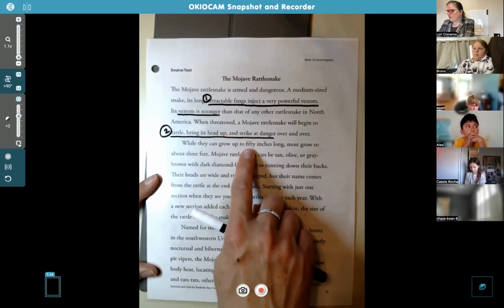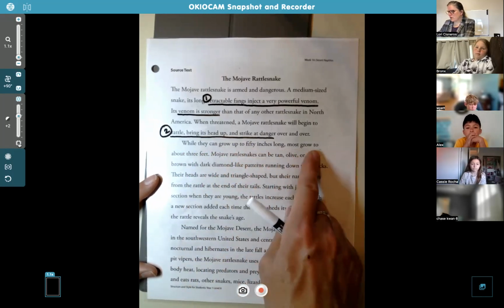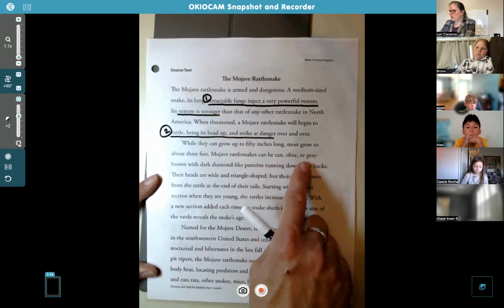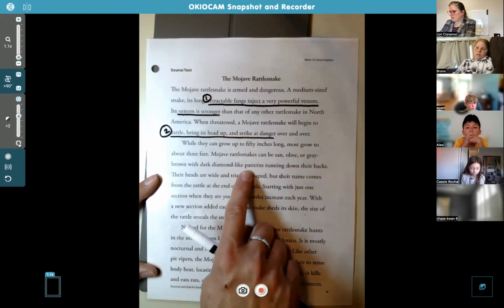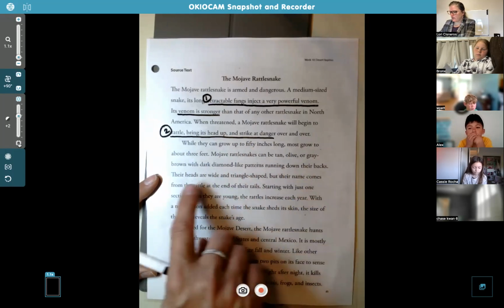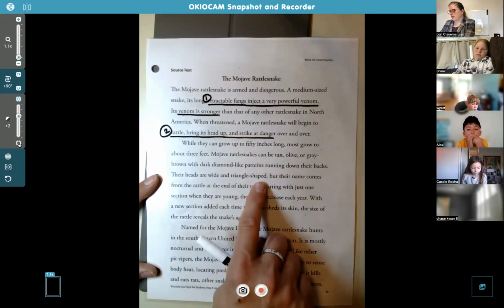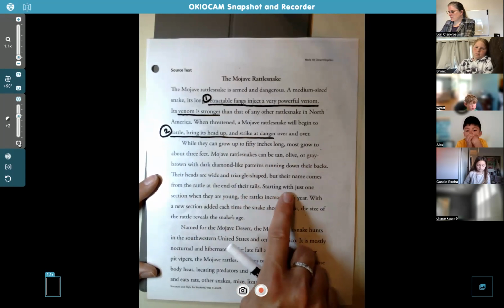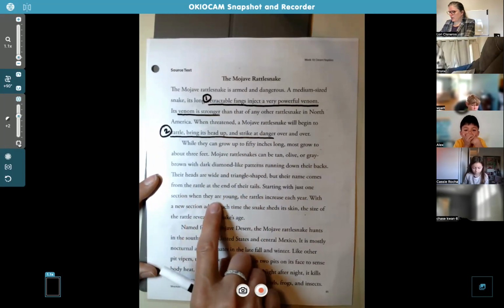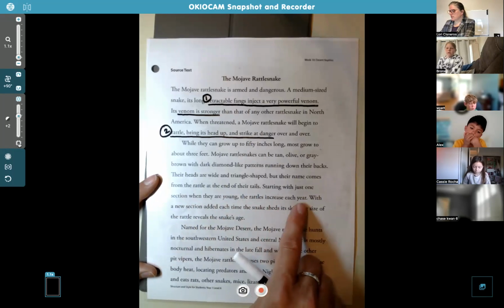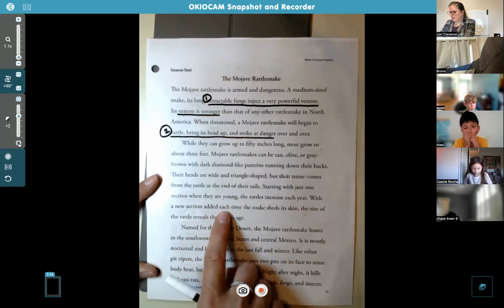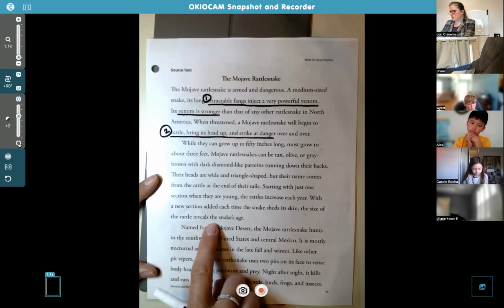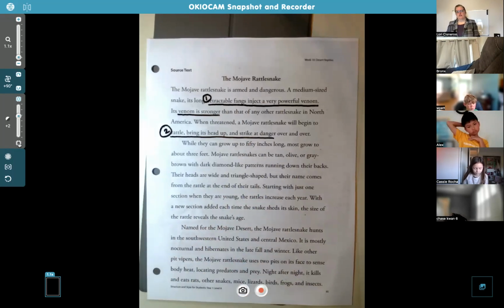While they grow up to 50 inches long, most grow to about 3 feet. Mojave rattlesnakes can be tan, olive, or gray brown with dark diamond-like patterns running down their backs. Their heads are wide and triangle-shaped, but their name comes from the rattle at the end of their tails. Starting with just one section when they are young, the rattles increase each year. With a new section added each time the snake sheds its skin, the size of the rattle reveals the snake's age.